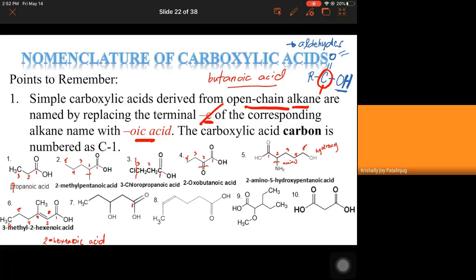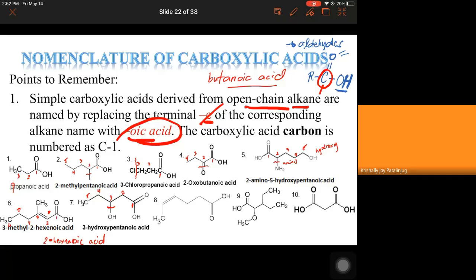So this would be carbon 1, 2, 3, 4, and 5. Pentanoic acid again. There is a substituent at carbon 3, 3-hydroxypentanoic acid. So don't forget, the suffix is "oic acid." You cannot omit the "oic acid," if you do, it is wrong. Okay?